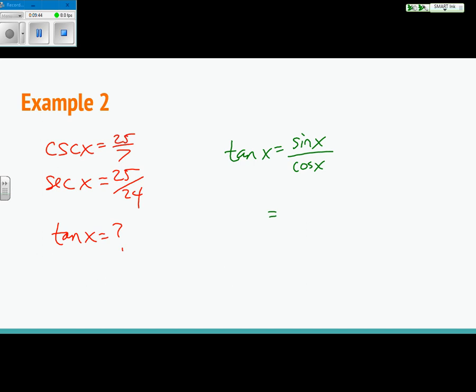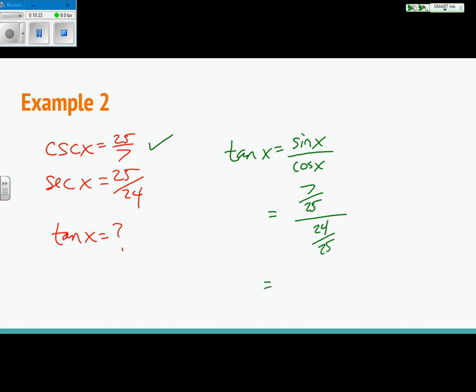Now, they didn't tell me sine or cosine. So is there something I can do with one of these trig values to make it become sine? Remember, if I take the reciprocal of cosecant, it turns it back to sine. 7 over 25, yeah. Great. What about cosine? How can I get cosine from one of those values? It's the reciprocal of secant, absolutely.